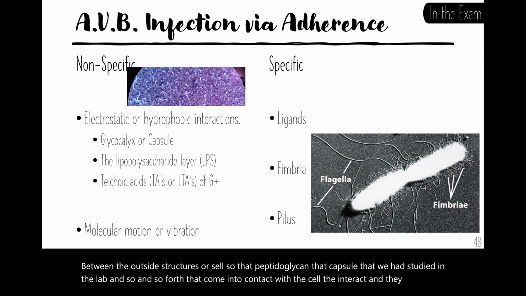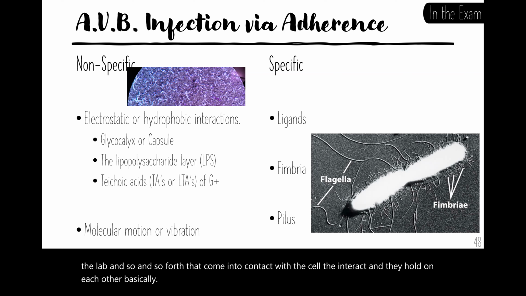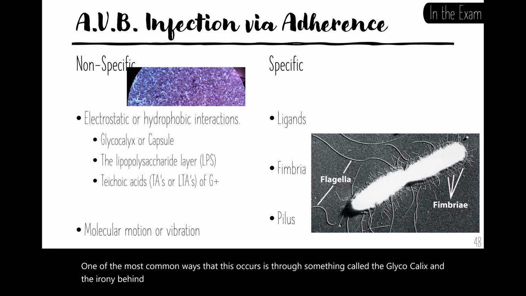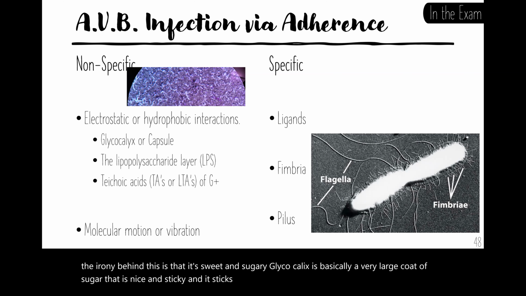One of the most common ways that this occurs is through something called a glycocalyx, and the irony is that it's sweet and sugary. A glycocalyx is basically a very large coat of sugar that is nice and sticky, and it sticks to its particular host, or to some sort of environment that keeps it there.